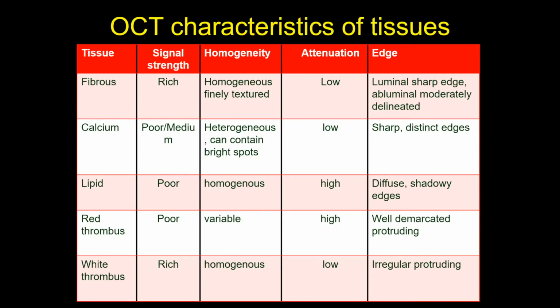How does the calcium look like? The main characteristic of the calcium is its distinctive sharp edges. Otherwise, signal strength is usually medium, it's mixed, but it has very sharp, distinct edges. Once you have seen the calcium on OCT, you will never forget what it looks like, which we'll show in a minute.